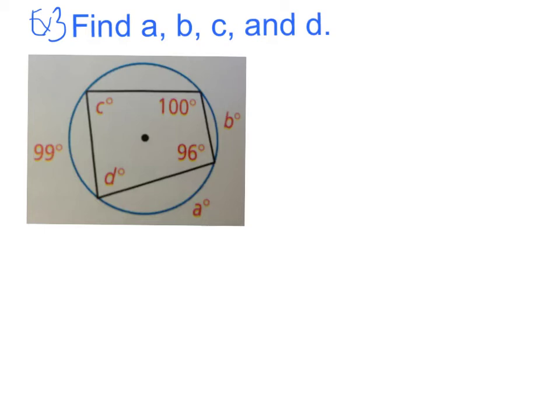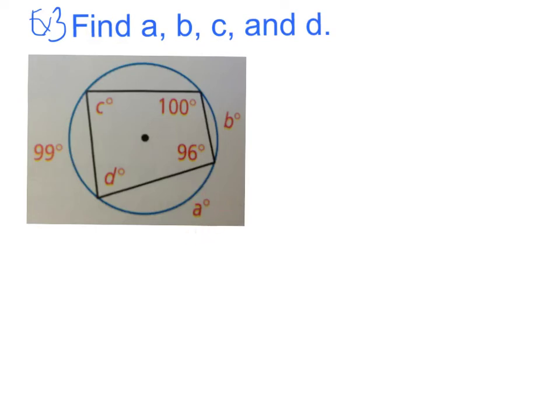Now that inscribed angle creates the arc from here all the way to here. And that arc is made up of 99 degrees and arc A. Now I know that if this angle is 100 degrees, this arc should be twice that. So this arc right here should equal 200 degrees. If that's true, then I can find angle A, because 99 degrees plus this measurement should be 200 degrees.